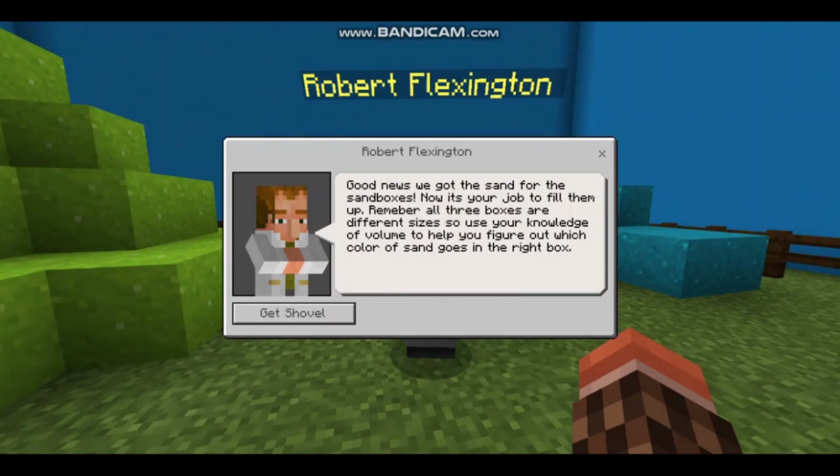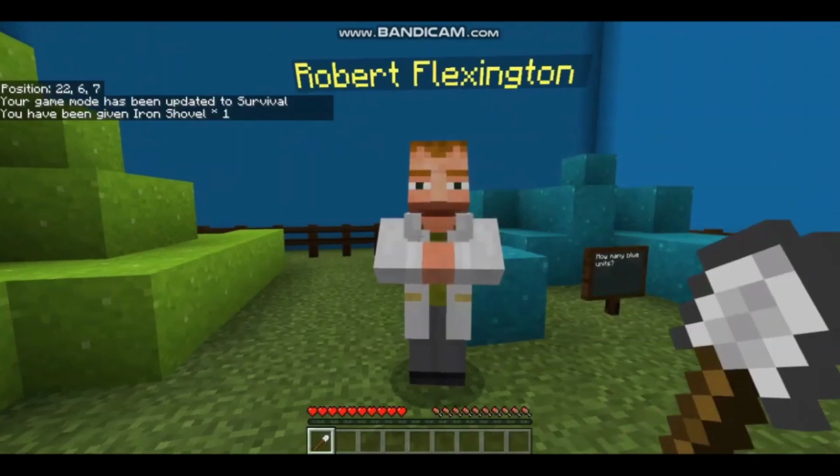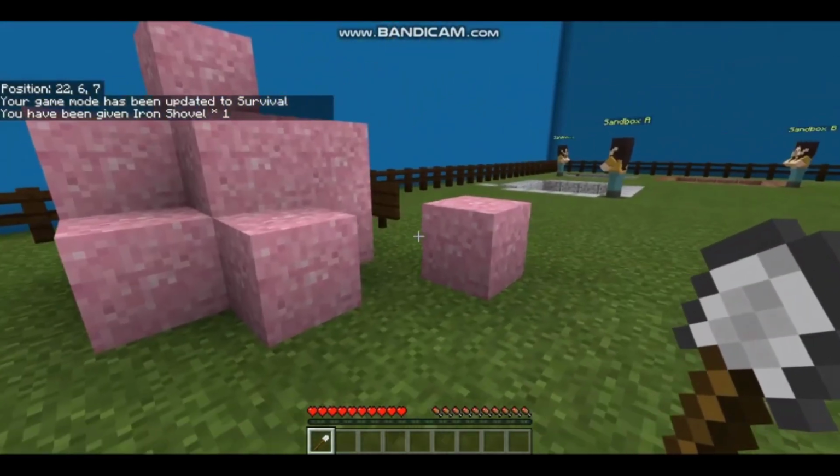Remember, all 3 boxes are different sizes, so use your knowledge of volume to help you figure out which color of sand goes into the right box. And then push get shovel, to get your shovel. All right, let's start with pink.